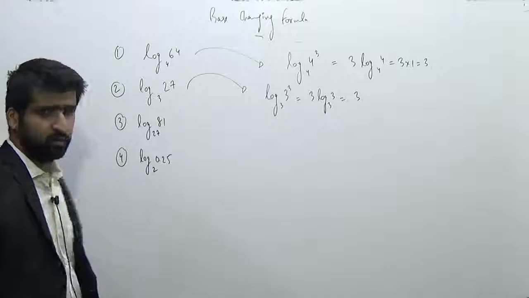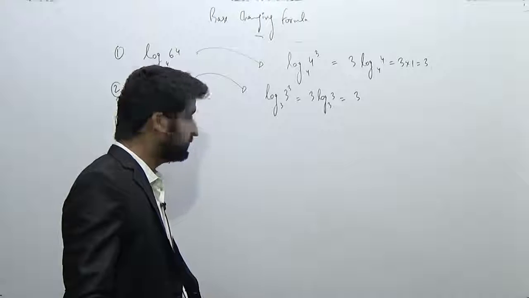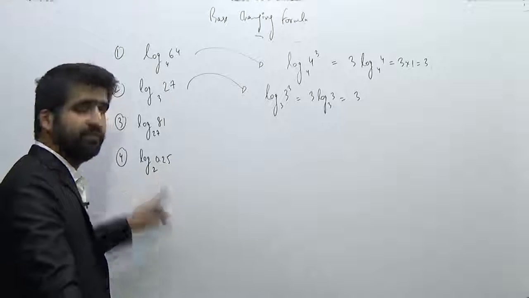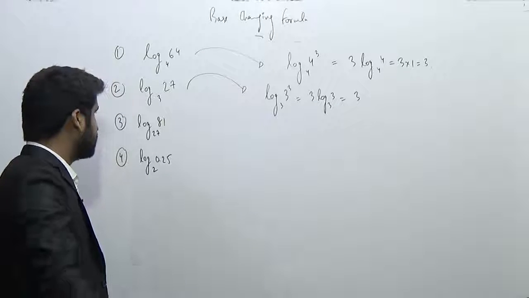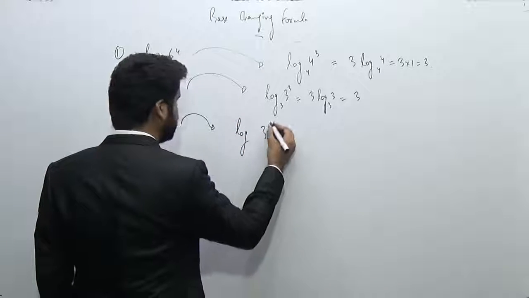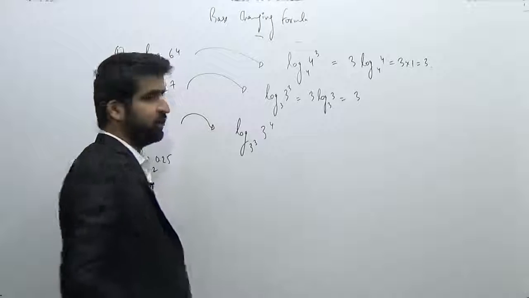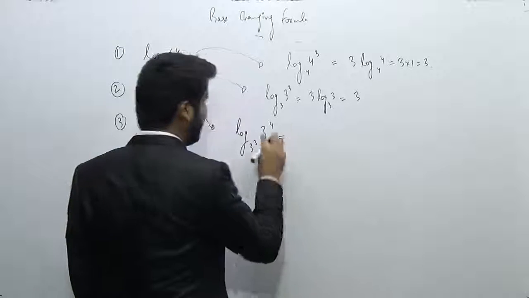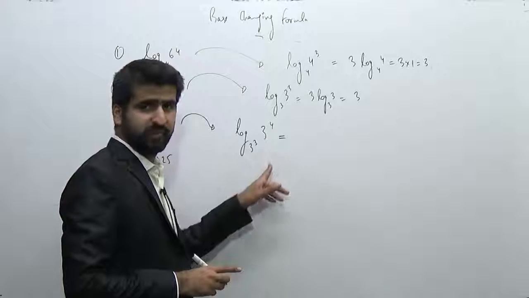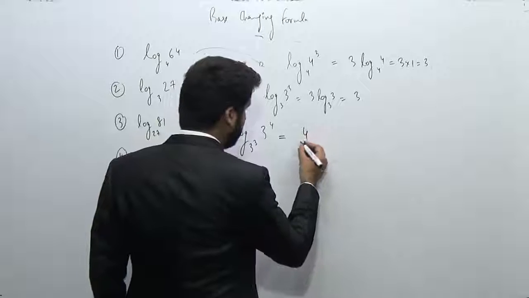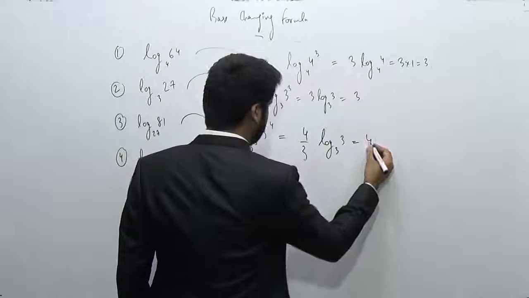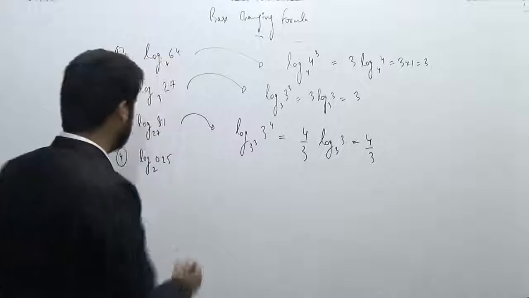These two are a little tough problems. Just try them out. Log 81 to the base 27 and log 0.25 to the base 2. So the first problem can be seen like this, that this is becoming log 3 to the power 4 to the base 3 to the power 3. Now we just recently did this formula, log a to the power m to the base b to the power n, right? This is nothing but 4 upon 3 log 3 to the base 3. This is nothing but 1, so this will become 4 upon 3, right?